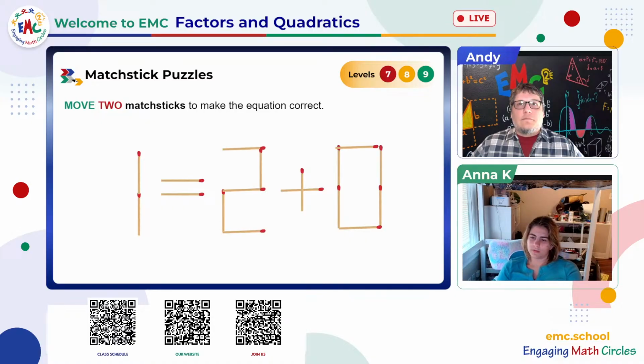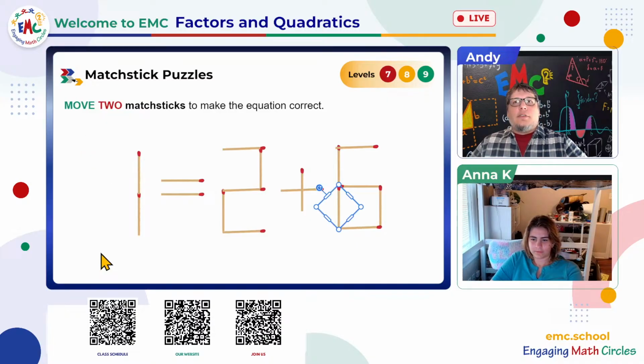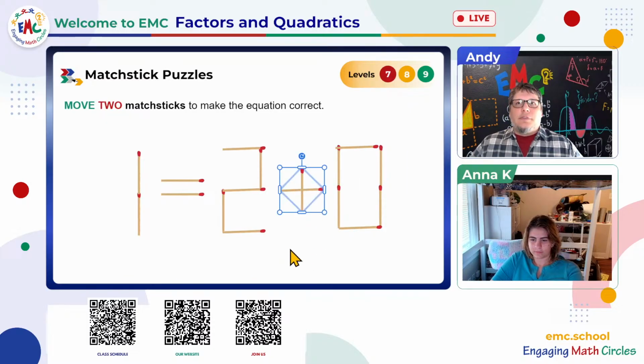We can move this matchstick here and this one here to make 7 equals 2 plus 5. Absolutely. 7 equals 2 plus 5 is one of my answers. Another one only uses these two from the plus sign, but in a clever way.